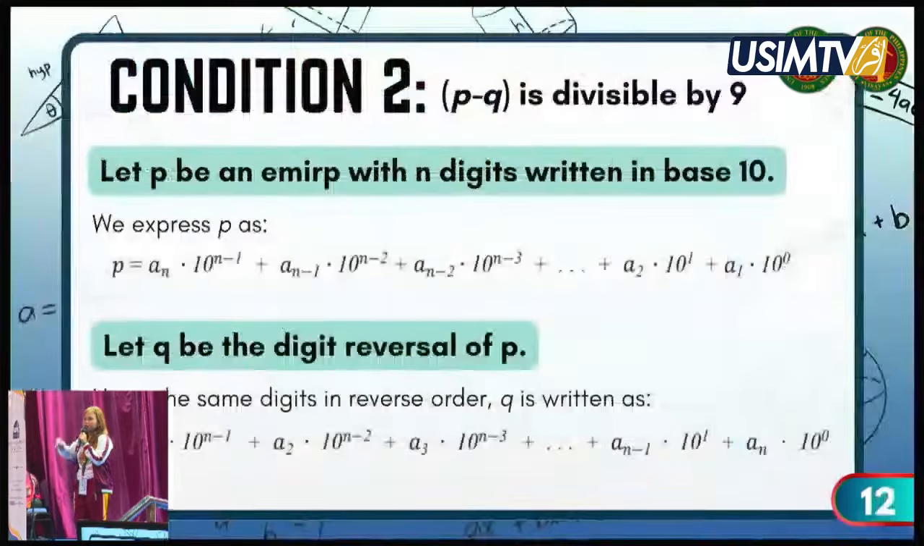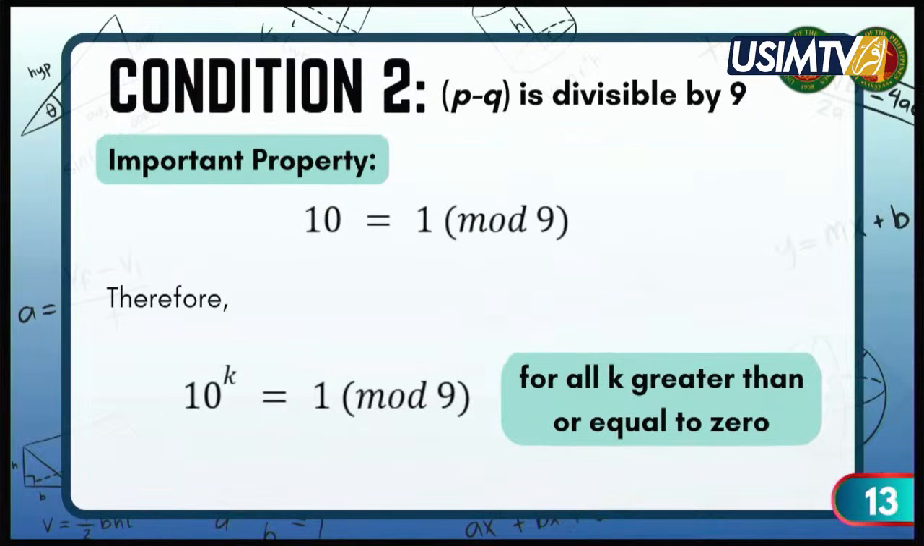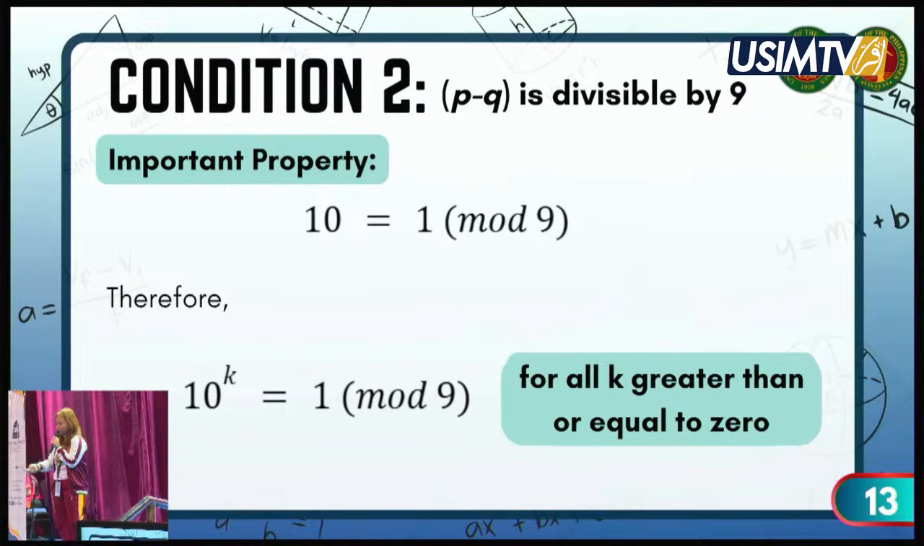Next, we move to the more complex part of our research, which is the divisibility by 9. Let P be an immer with n digits written in base 10. We express P as the image that follows. For example, we have an immer 71. We express 71 as 7 times 10 to the power of 1 plus 1 times 10 to the power of 0. And the digit reversal is also written in the same form.